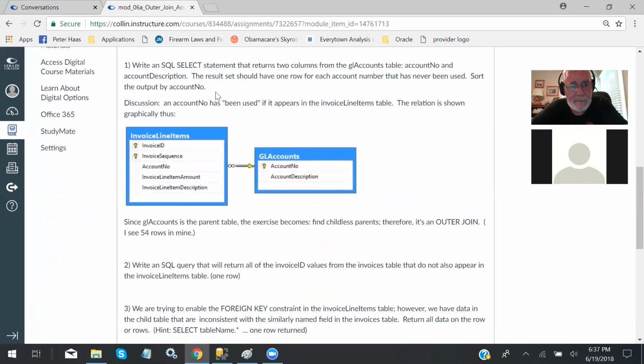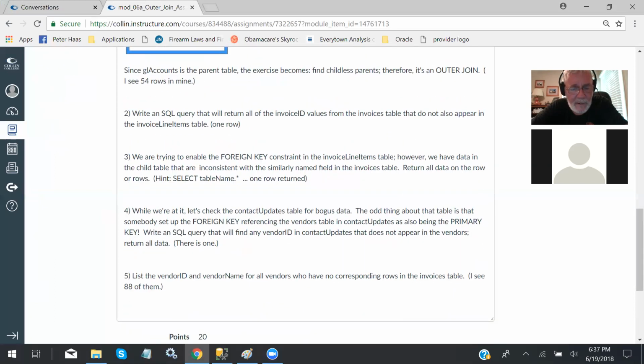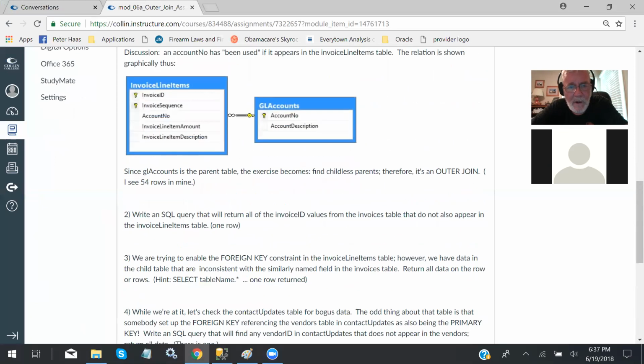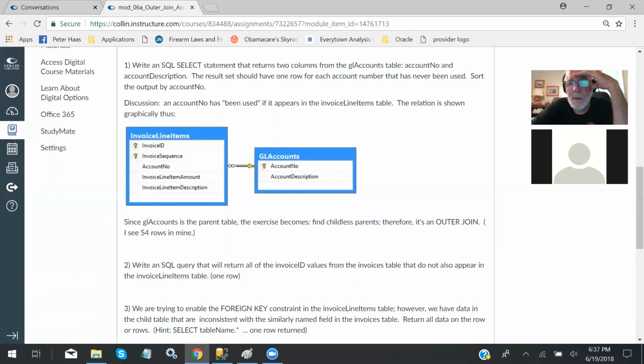Let's see. Okay. Hang on, just a second. Let me look at this. Is this an outer join? All of these, I think there are 5 of them here. They're all outer joins.